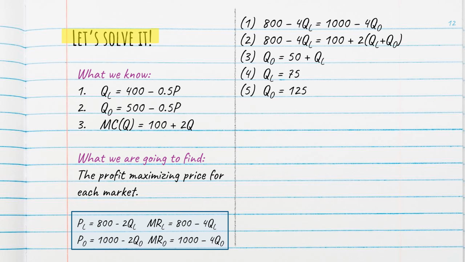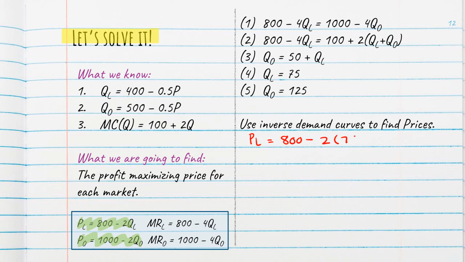But we're not done because we still need to find the prices that should be charged. We now need to use the inverse demand curves to find prices. Conveniently, I've put the inverse demand curves over here so we can refer right to those. So the price that we should charge in the local market, PL, is equal to 800 minus 2 times 75. 800 minus 150 is 650. And the price that we should charge in the other market is equal to 1000 minus 2 times 125. 1000 minus 250 is equal to 750.